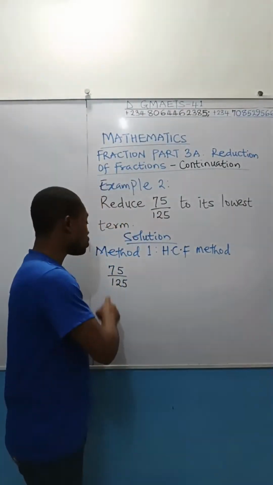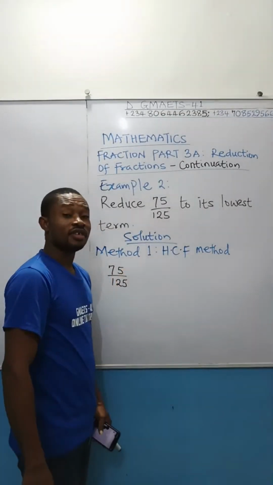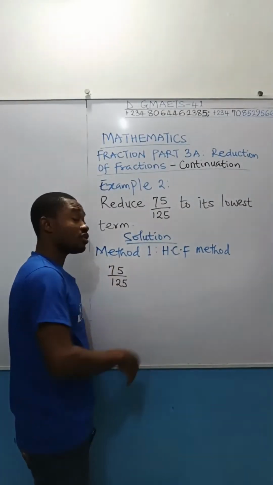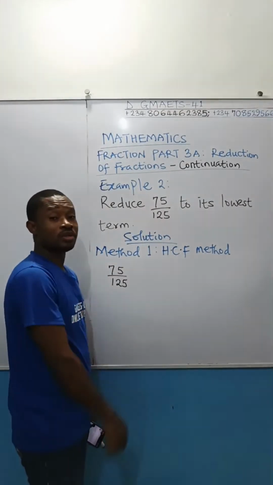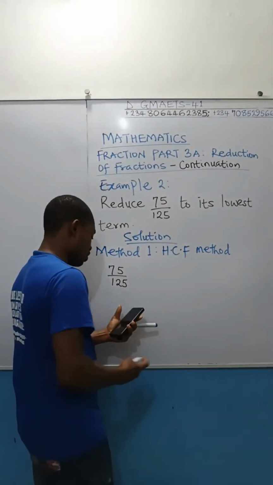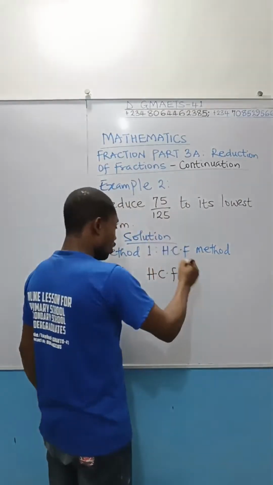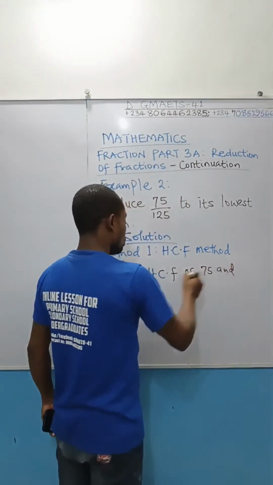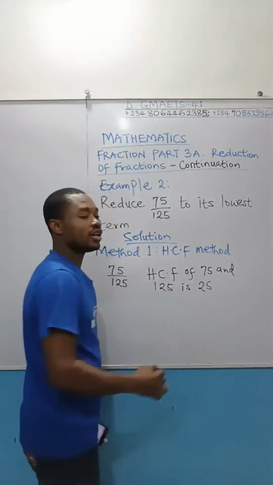That is how I got to know that 25 can divide this. And 25 is the highest number that can divide 75. Therefore, I am saying that 25 is the highest common factor of these two numbers, because 25 can also divide 125. So here I am going to write HCF of 75 and 125 is 25.